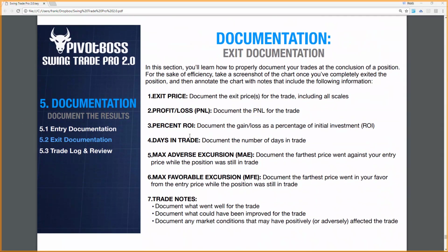Now let's discuss exit documentation. In this section, you will learn how to properly document your trades at the conclusion of a position. For the sake of efficiency, take a screenshot of the chart once you've completely exited the position, and then annotate the chart with notes that include the following information. Number 1, exit price. Number 2, profit and loss. Number 3, percent ROI, days in trade, max adverse excursion, max favorable excursion, and any trade notes.